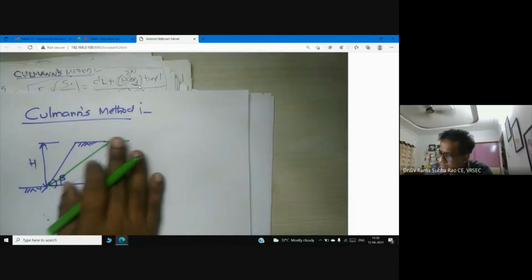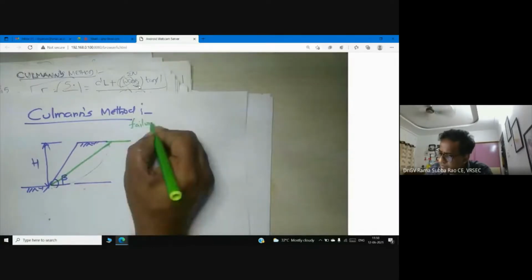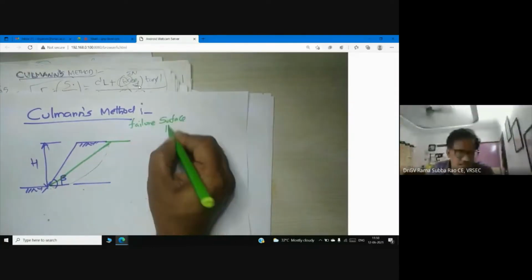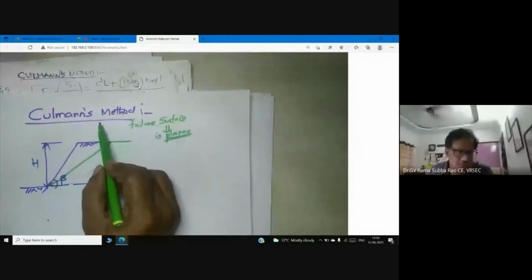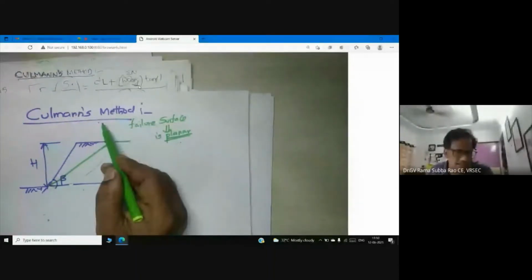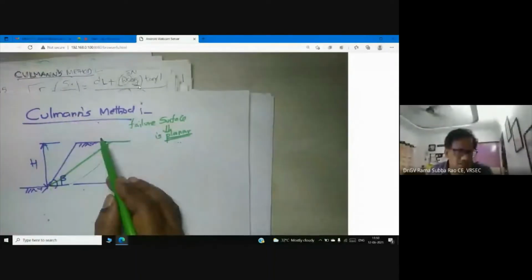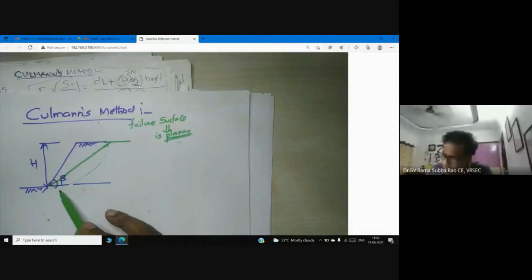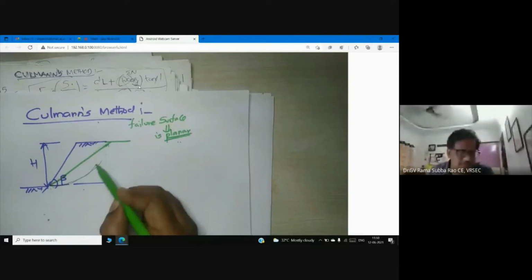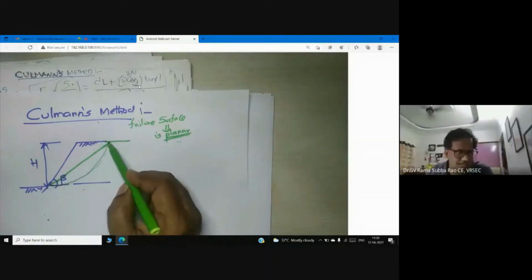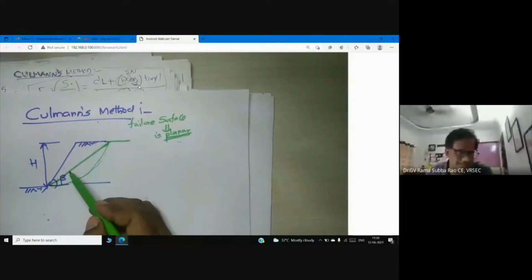You can ask me, sir, why are you telling like this? Because Culmann's method basically has its background in earth pressure. Why is Culmann's method not as popular as the method of slices? Because Culmann's method assumes the failure surface is planar, and we are not ready to accept this, because we are ready to accept that the failure surface is circular in slope stability analysis. That's why Culmann's method is not as popular as the method of slices.